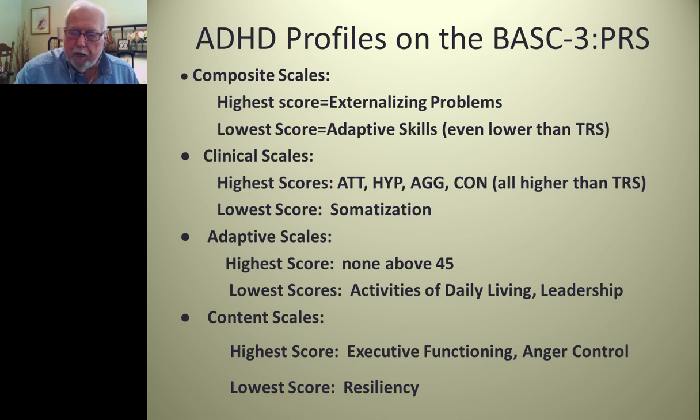And on the adaptive scales, they did even worse on the parent ratings. They had no scores above T of 45. Their lowest scores were on ADLs, which the teachers don't rate, and leadership, which was one of the two lowest scales rated by teachers. On the content scales, again, executive functioning, but now anger control with their parents presents as a serious problem. And their lowest score, unfortunately, was on resiliency.